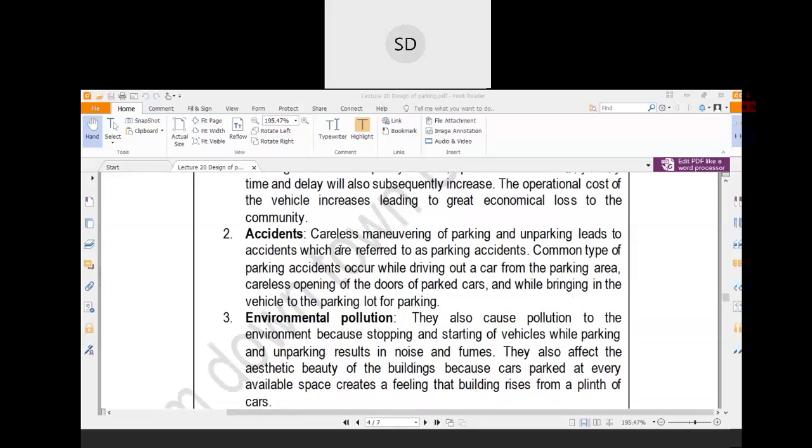Next point is accidents. Now, careless maneuvering of parking. Suppose you are parking in an area and you didn't make any signs or any gestures. In such cases, sometimes vehicles from behind may conflict with you or may cause an accident. Or suppose you are unparking from a parking spot. In such cases also, you have to look very carefully whenever you are maneuvering, and careless maneuvering may lead to serious traffic accidents.